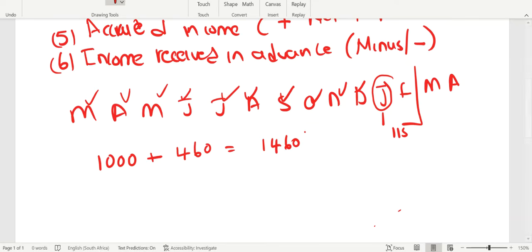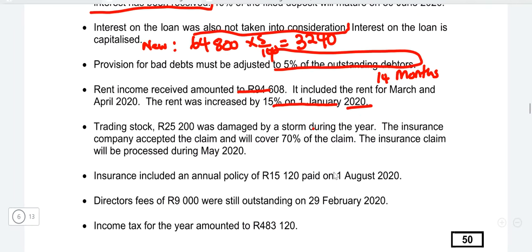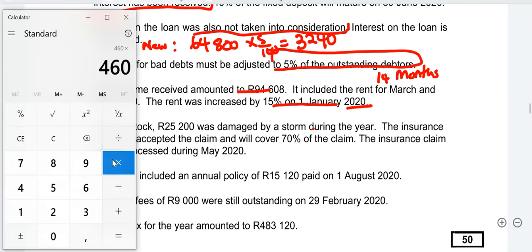Now what we want to get rid of is the 2 months. Remember, in our information they told us that rent received amounted to 94,608, and they said it was received up until April, which includes those extra 2 months that I was referring to. So what we're going to do is say 115 times 2, which will give us an idea of what to do.